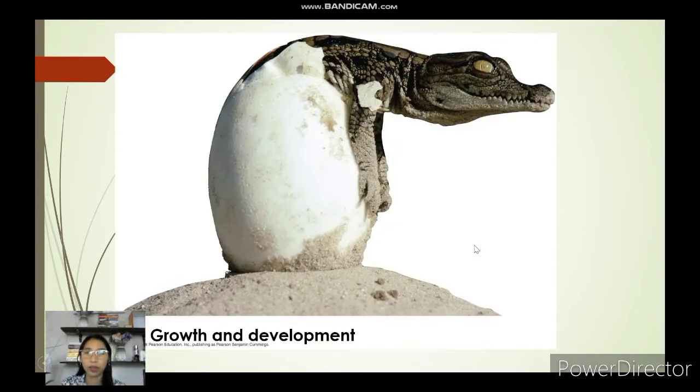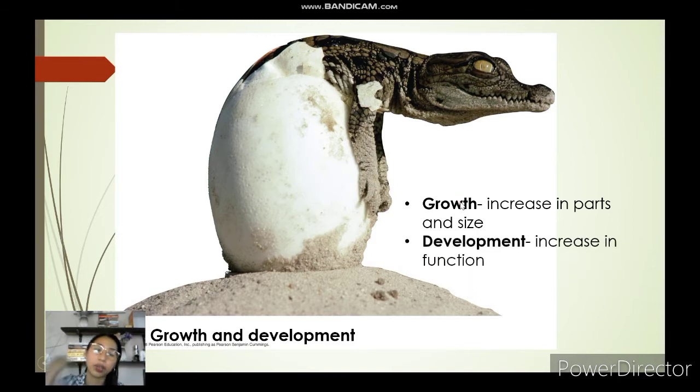Next is growth and development. So there's a difference between growth and development. Growth is the increase in parts and size, while development is the increase in function. Dili lang enough ang growth as a characteristic of living organisms, because some non-living things such as minerals could grow, pwede sila mudako, because of some chemical reaction. Pero non-living matter cannot develop because development is the increase in function.